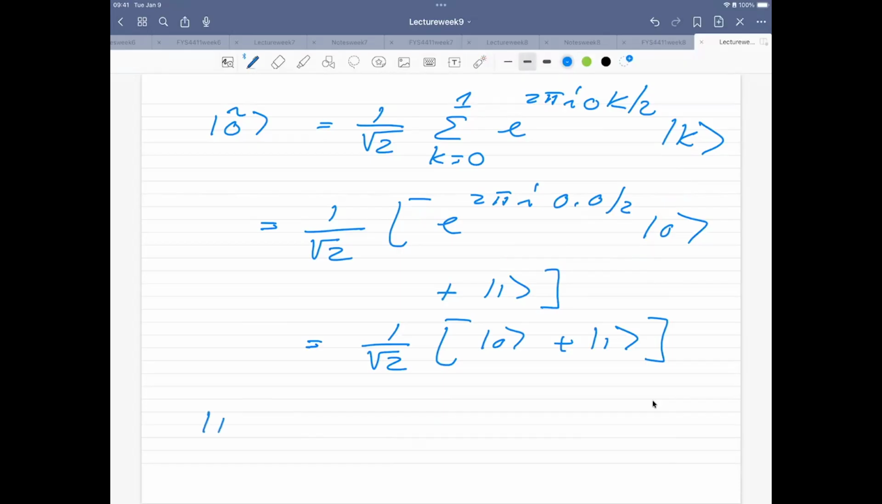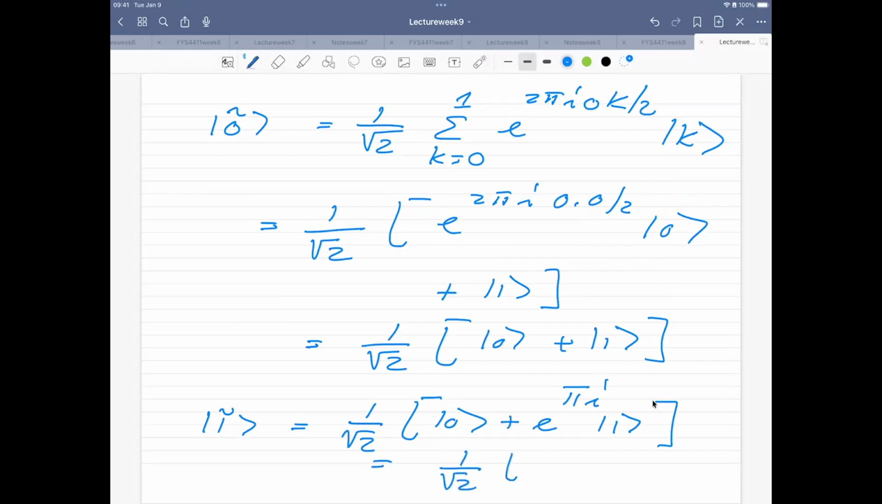And if I take this 1 tilde, this is now given by 1 over square root of 2. I'm going to get 0 still here, just qubit 0. But then I will have plus e to the pi i multiplied with 1. And this gives us simply 1 over square root of 2, qubit 0 minus qubit 1, like that. So now I'm just writing it out in full detail.